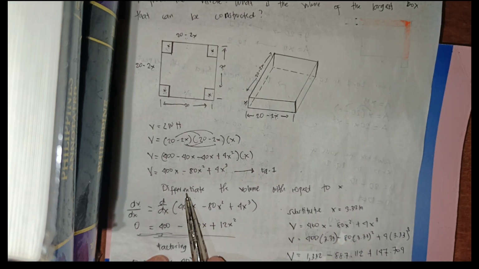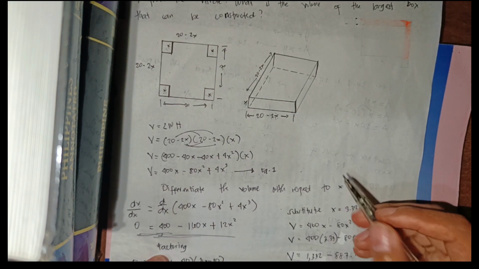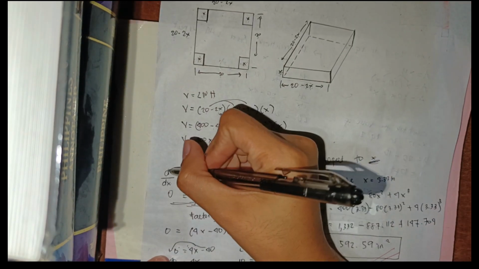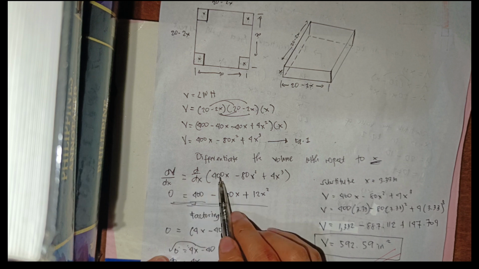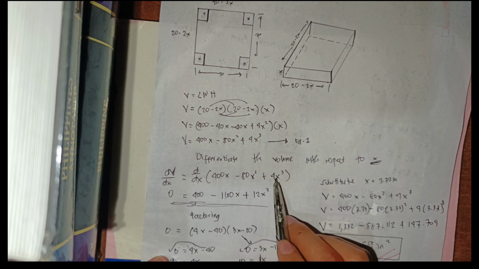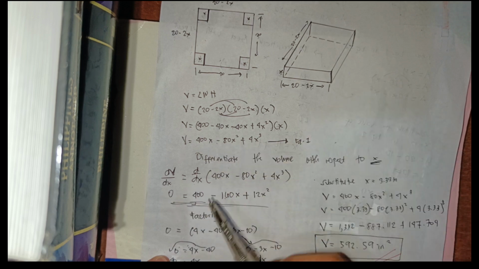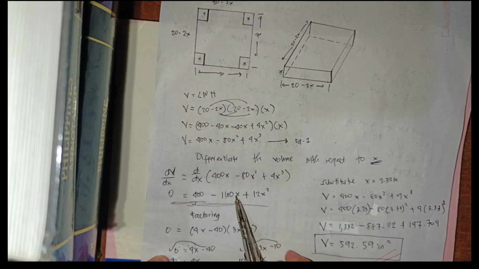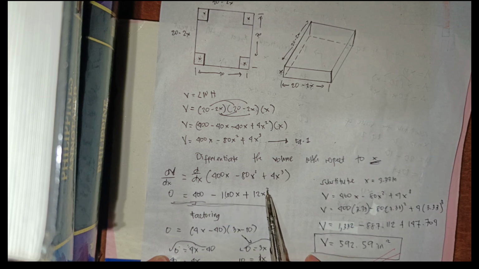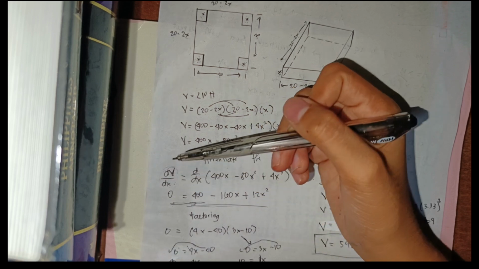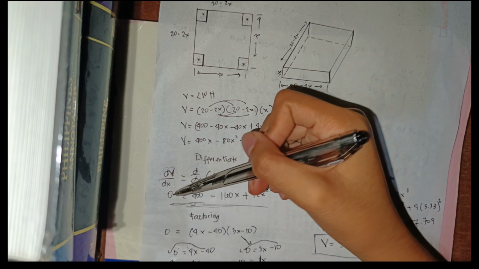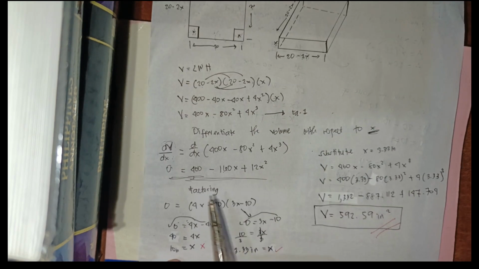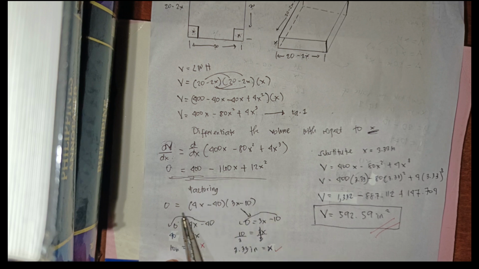After that, differentiate the volume with respect to x. So dV over dx is equal to d/dx of 400x minus 80x squared plus 4x cubed. So it becomes 400 minus 160x plus 12x squared. And to maximize or minimize later, you equate it to 0. And after that is factoring. So you factor this.